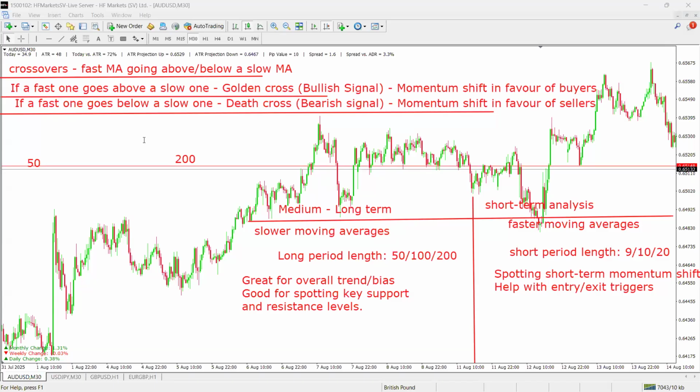So you must understand that even between 50 and 100, 50 is still faster than 100. 100 is slower compared to 50. The more the period, the slower the moving average gets. So 200 is very slow. 50 is faster compared to where 200 is. Because now I'm going to explain to you some forms of crossovers that you must understand.